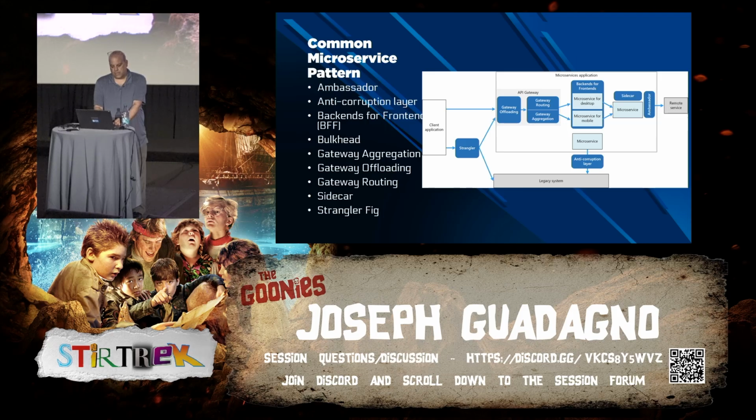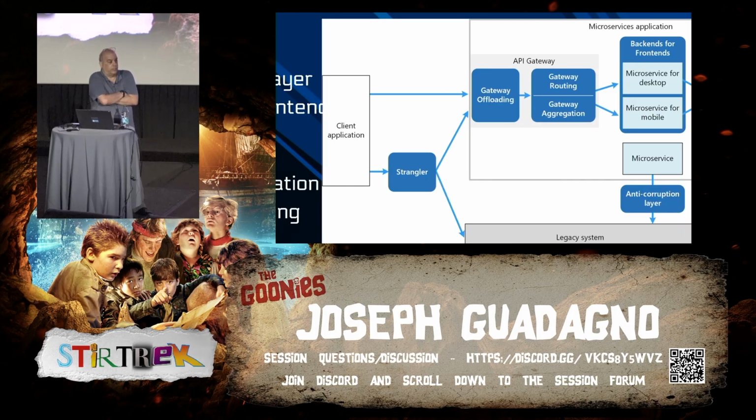And it uses a lot of cool terms. We'll start with the leftmost, which you see as client application. Then there's this API gateway, which has three other patterns in it: gateway offloading, gateway routing, and gateway aggregation. All those are basically a fancy way of saying an API manager. The gateway offloading does that.